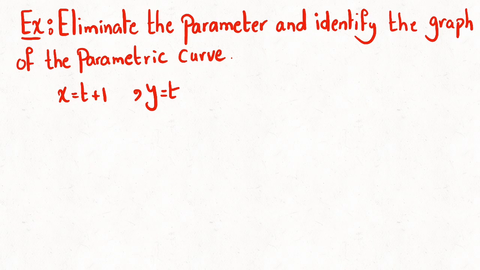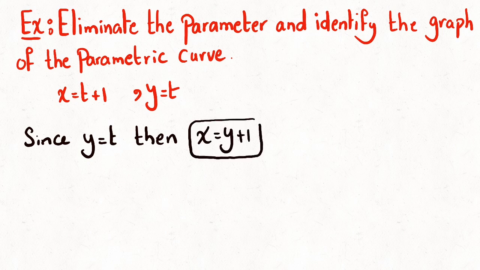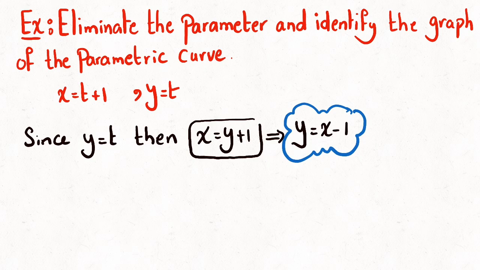Okay, now another example about solving by elimination. Again, we figure out that y equals t, thus we can use it in x equals t plus 1 by saying x now will be y plus 1. We arrange the shape and it will be y equals x minus 1, and it's a line.